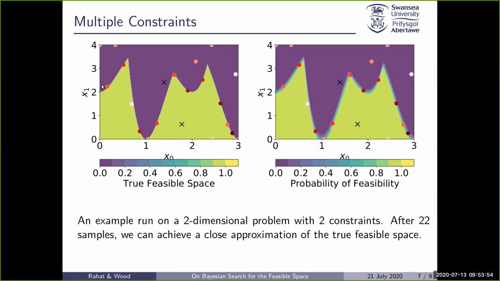Here we show on the left, for x0 and x1, a two-variable decision space. The feasible space is shown in light green, and the dark color is showing the infeasible space. We started out with two crosses as initial samples, then sampled these dots, and finally produced a probability of feasibility. It seems that we have a very good approximation of the true feasible space on the right.